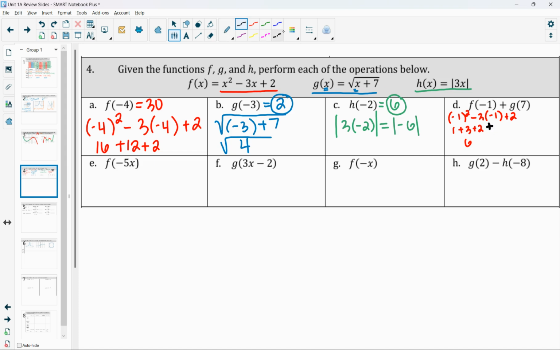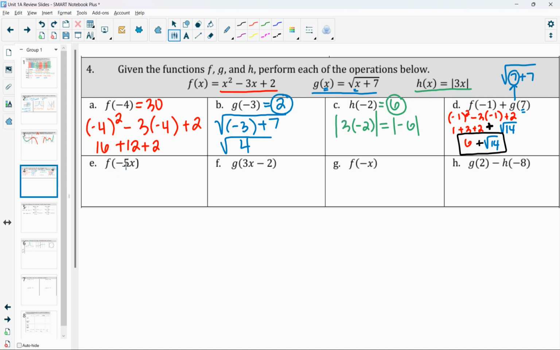Okay, then we're going to add in the g function. And the g function, it asks us to evaluate at 7. So g is this square root one. So for the g function, I'm just going to write it up here, we're going to be doing the square root of 7 plus 7. So we're plugging in 7, and 7 plus 7 is 14. So this is the square root of 14. And so I would just leave your final answer as 6 plus the square root of 14. You can do the decimal if you want to, so you can type it in your calculator, but you don't have to. You can just leave it like that if you want to.